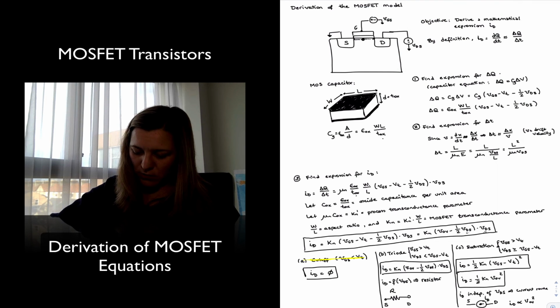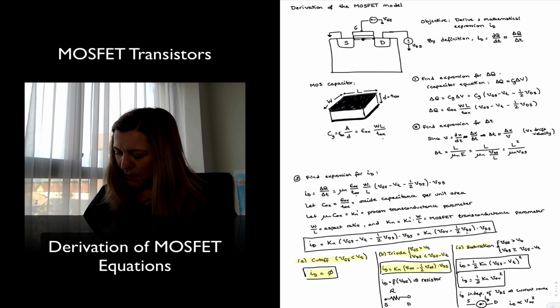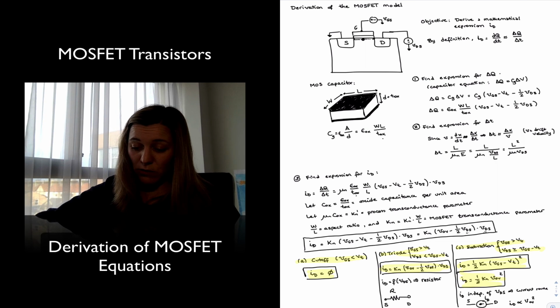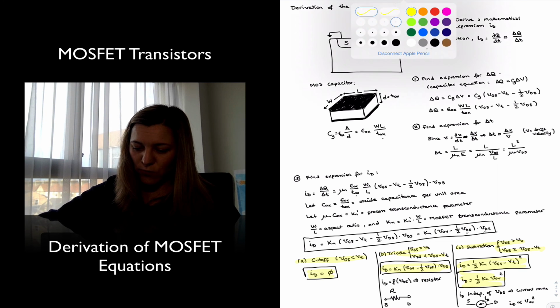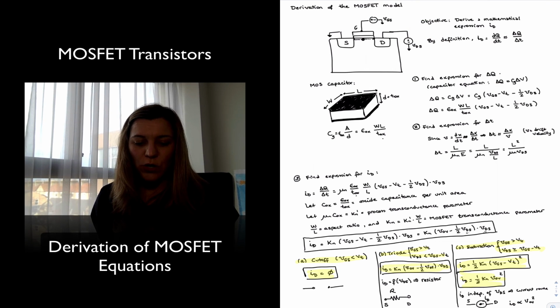So that will be cutoff. ID equals 0. Triode and the conditions, that will be the value of ID. Saturation, those are the conditions. This is the expression for the current. And those will be our models. I forgot to mention, for the cutoff case, we can simply model the transistor as an open circuit where there is no current flow.